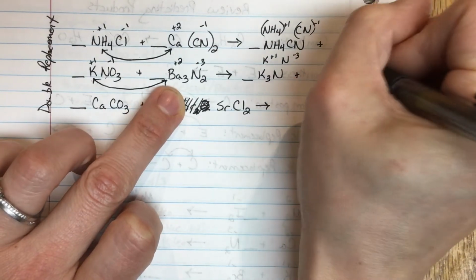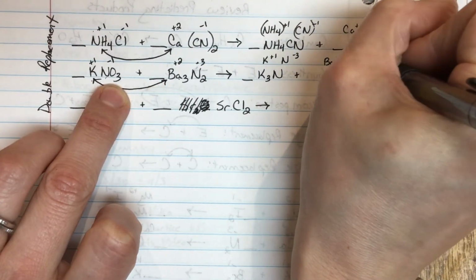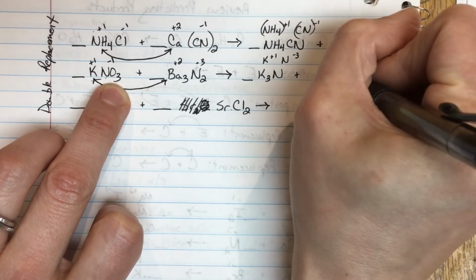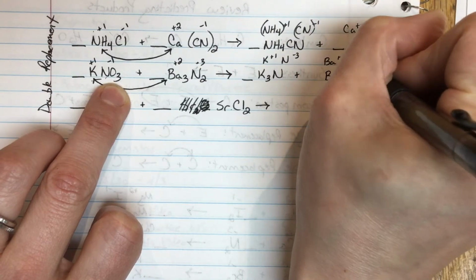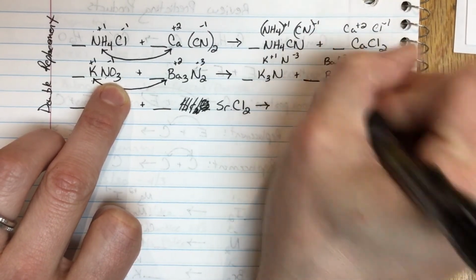On the next one, we need barium going with the nitrate ion, so NO3 -1. If those crisscross, we have Ba(NO3)2 with the 2 on the outside.